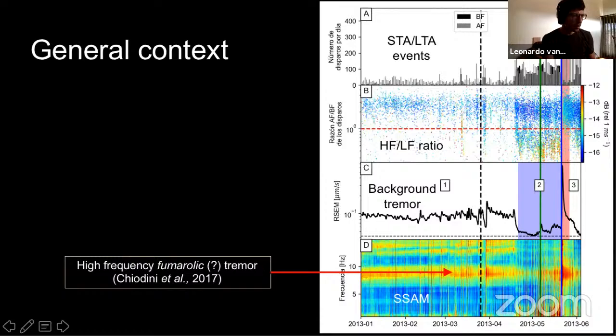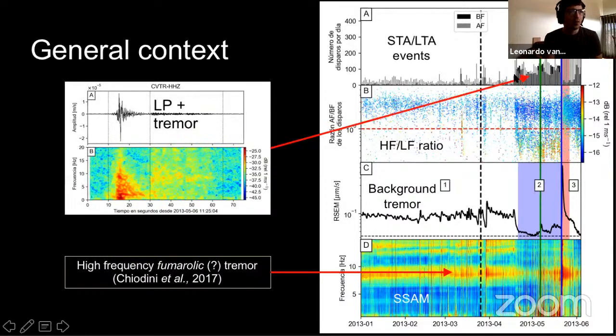And the discrete events have an increase during this moment. So it's tremor quiescence, but at the same time we have more seismic activity. This is something that is happening.